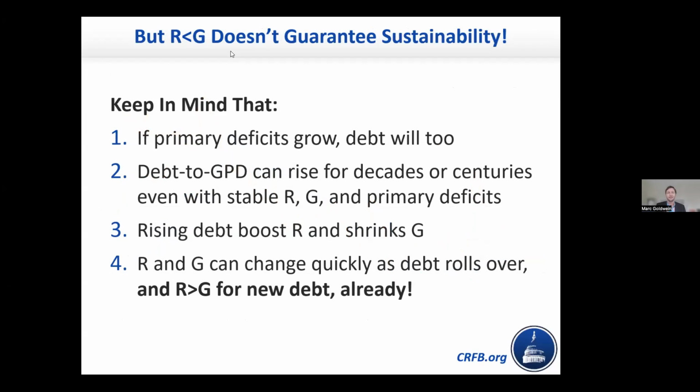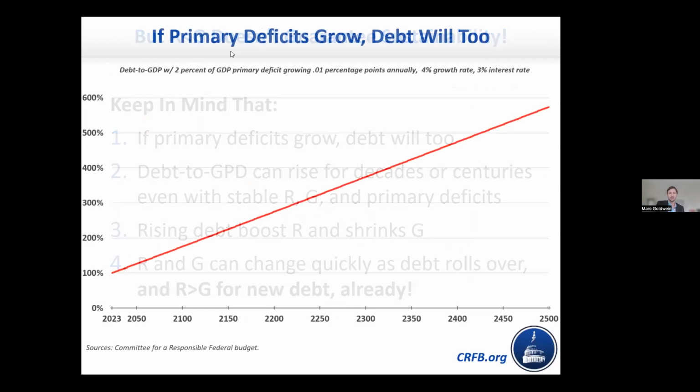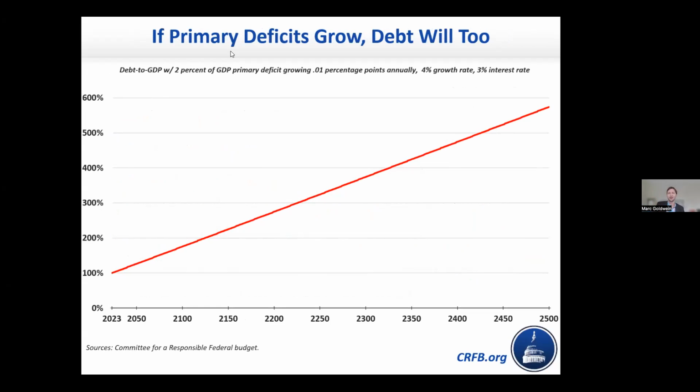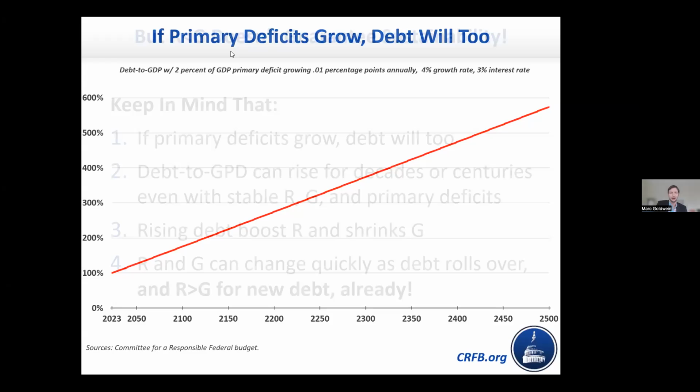But having your interest rate below your growth rate is not enough. First of all, if your primary deficits are still growing, your debt will grow forever, even with your interest rate below your growth rate, right? So here's an example. I have a growth rate of 4%, an interest rate of 3%, and I just assume the primary deficit increases by 0.01% annually. This is plausible if healthcare costs keep growing, politicians keep cutting taxes, and we continue to age. This could happen. Debt would grow forever in this circumstance. Clearly not sustainable.